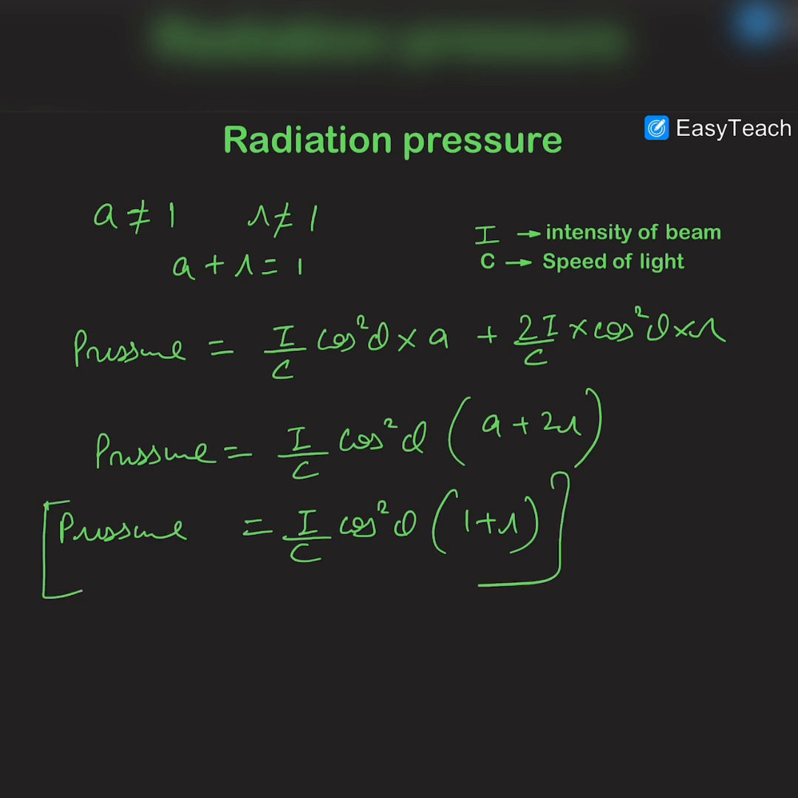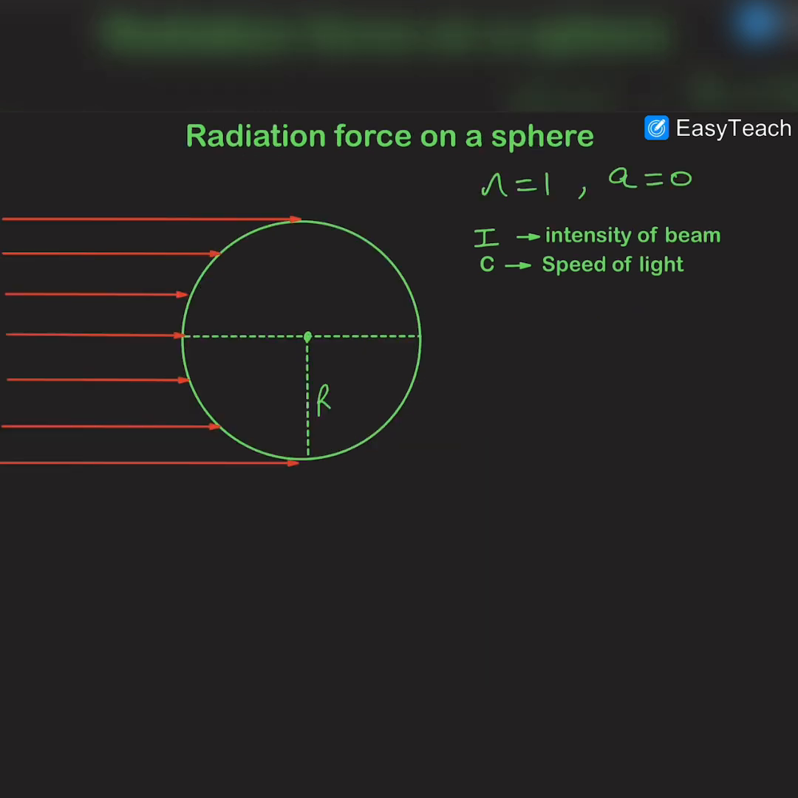Now in the next video, I will be discussing the radiation force acting on a sphere, and there will be a very strange result of this concept. Stay tuned for the next video.